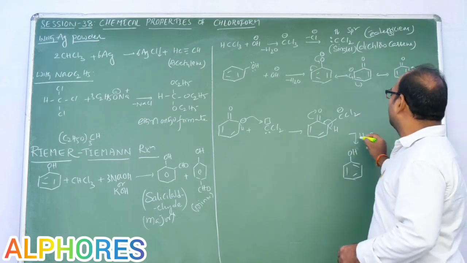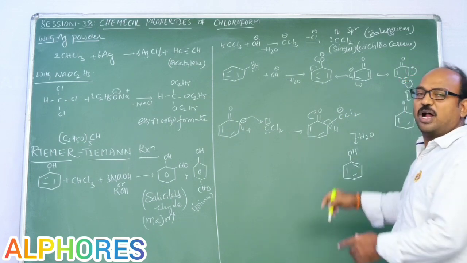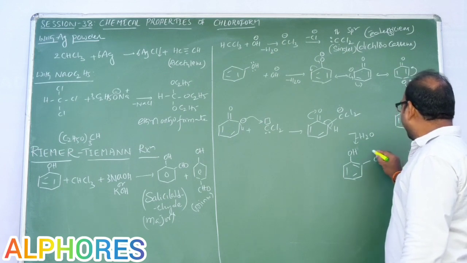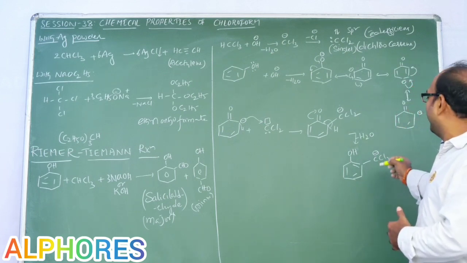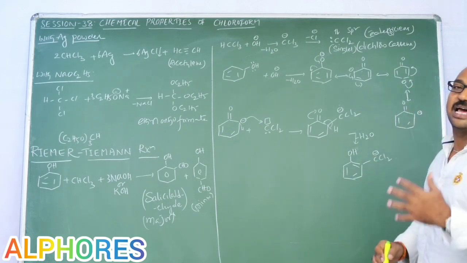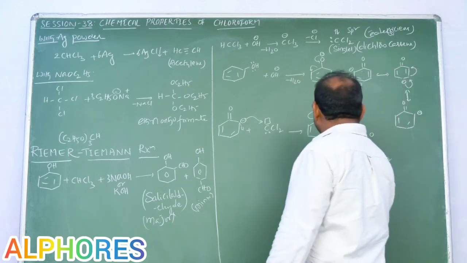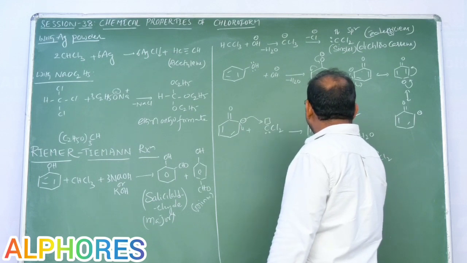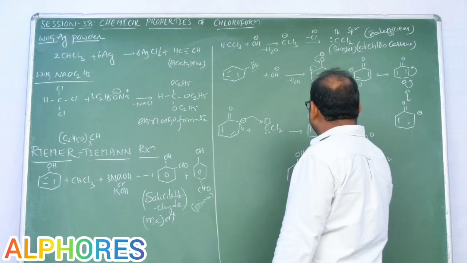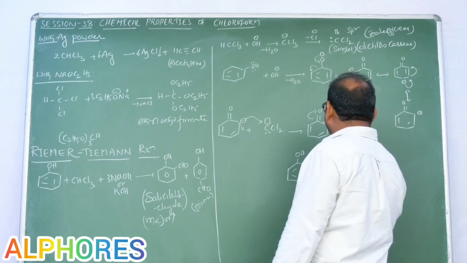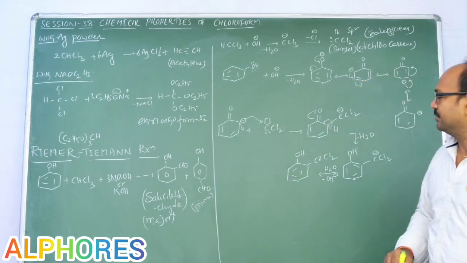So the base abstracts a proton, and a water molecule comes out; that water only acts as the solvent. And we are getting CCl2 minus. Because of the negative charge on carbon, it is a carbanion, and it abstracts a proton again from the solvent. We are getting CHCl2, and OH minus comes out from the solvent.